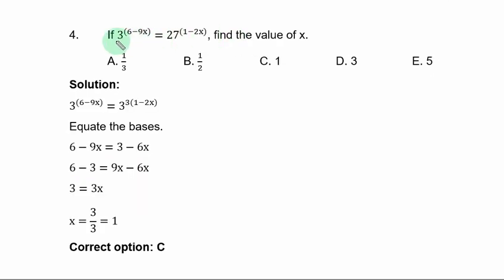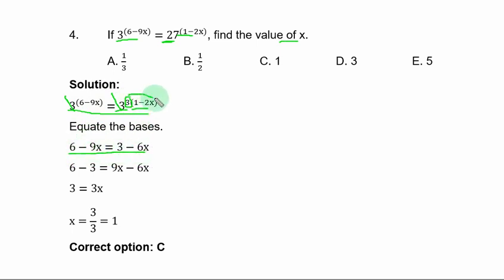Question 4. If 3 to the power of 6 minus 9s is equal to 27 to the power of 1 minus 2s, find the value of s. You have an exponential equation. Now you can express 27 as base 3. That is 3 to the power of 3 in this form. Of course, this power 3 here is to multiply the existing power. The bases are the same. You equate them and the powers are left.